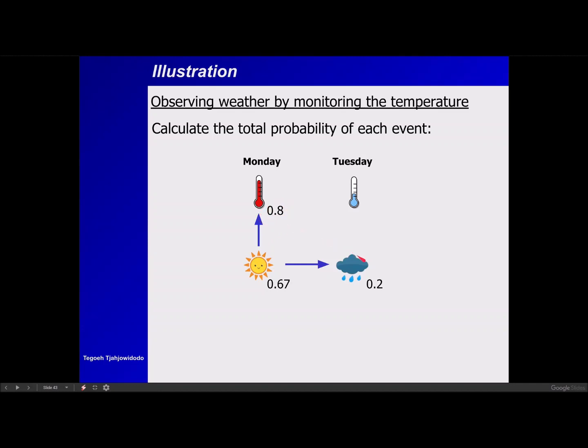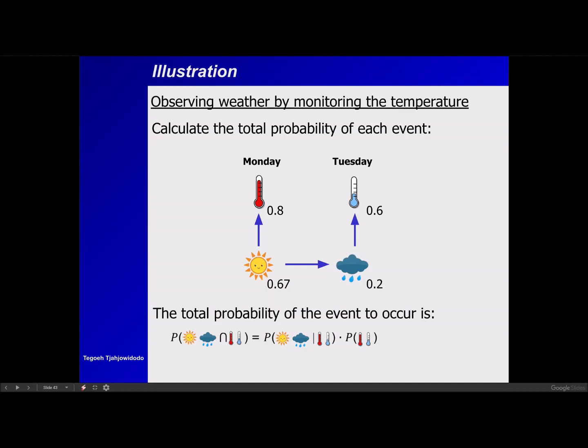Now for tomorrow, for Tuesday, because I want to calculate the sequence sunny, rainy, Tuesday will be rainy in this case, and the observable state of Tuesday is cold. So the emission probability of having a cold temperature given a rainy weather is 60%. We discussed this in the previous few slides. So this is our number.